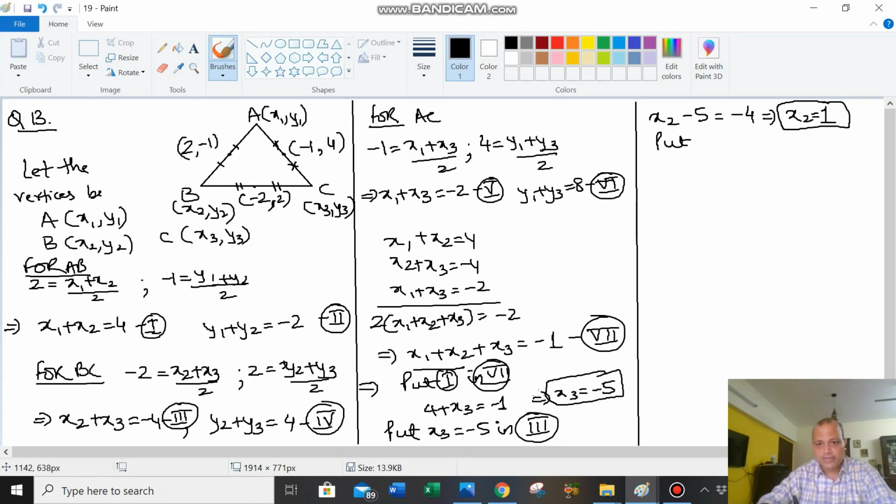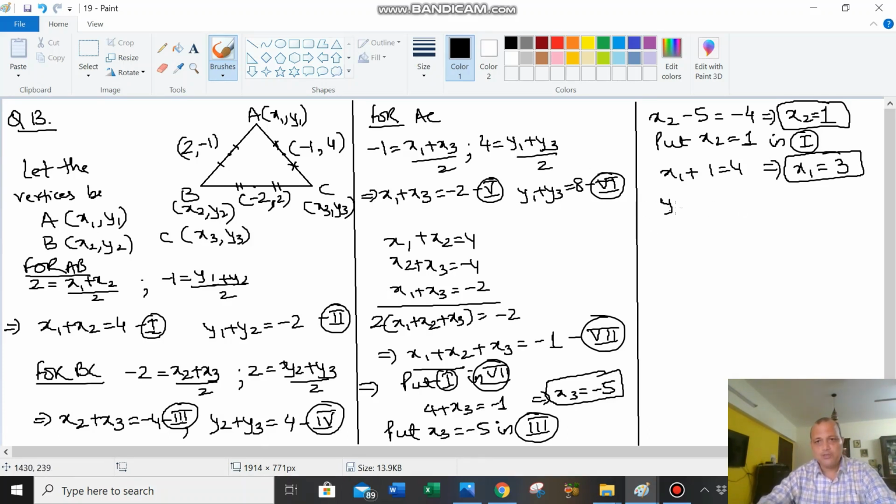Which is what I've got: x3, x2, I've got 1, x1. So put x2 is equal to 1 in equation 1 and I get x1 plus 1 is equal to 4, which means x1 is equal to 3. So I've got the coordinates of all x. Now let's do the same thing for y.